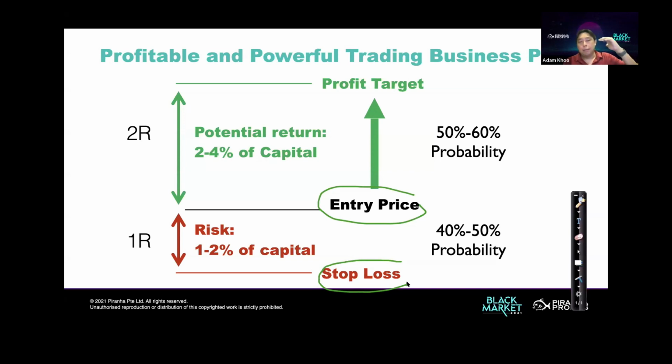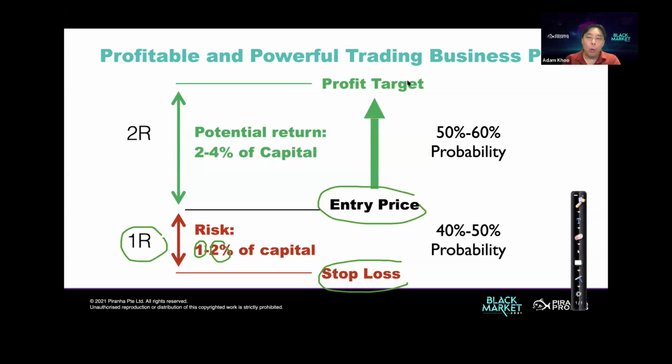From your entry price to your stop loss, the distance is called 1R. What does R stand for? R represents risk. This is your risk per trade, okay? Later I'll show you how to calculate the number of shares to buy so that if it hits the stop loss, you will lose 1% of your capital. Or if you're more aggressive, risk 2% of your capital. 1% conservative, 2% more aggressive, yeah?